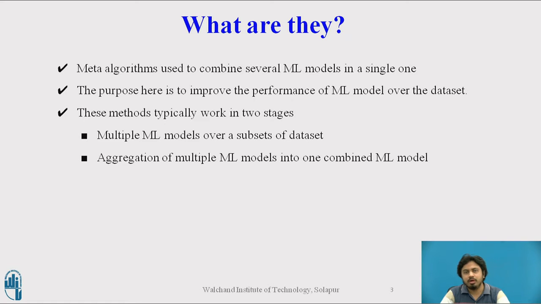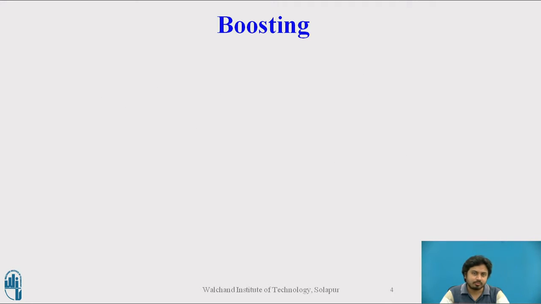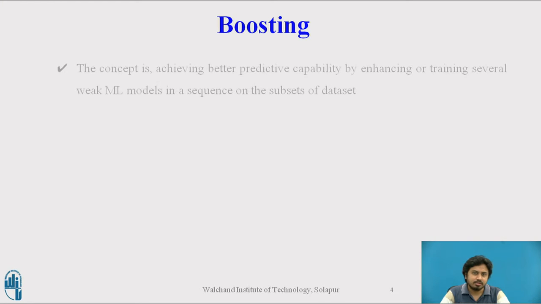Going by the literal meaning of the word boosting, it can be observed that it keeps on boosting the performance of an algorithm from one submodel to another submodel, and in the end we have a final ML model which would perform fairly better than each of the submodels. So let us see what exactly boosting is. The concept is achieving better predictive capability by enhancing or training several weak ML models in a sequence. Remember, the word in a sequence is important.